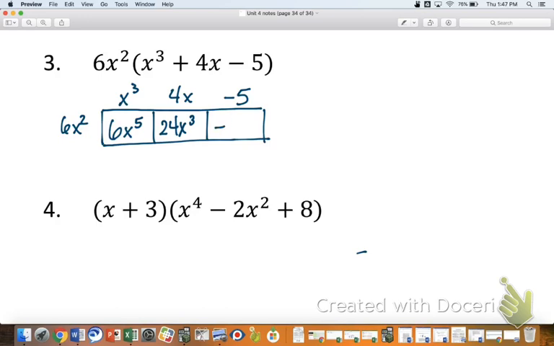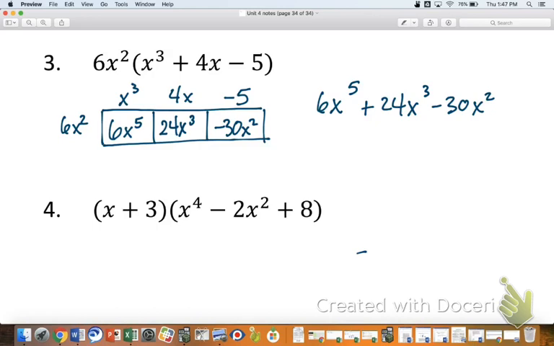cubed. Squared. Oh, so you do that actually. Okay, so now I know how to do that. Does that make sense? Yep. Okay. So you'd write this off to the side. Did you all get 6x to the 5th plus 24x to the 3rd minus 30x squared? Yes. Okay, fantastic. So that was a 1 by 3 because we're multiplying a monomial times a trinomial.